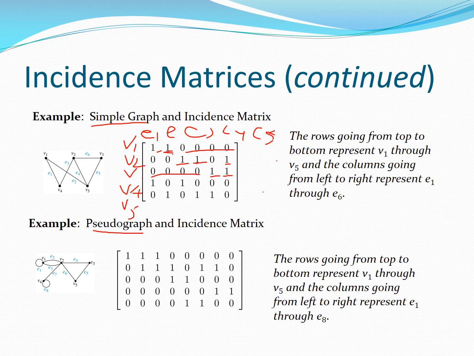Now how do you represent a pseudograph? If there are multiple edges between two vertices, you're going to give each edge a new name. So if you look here, you have two edges between V1 and V2.